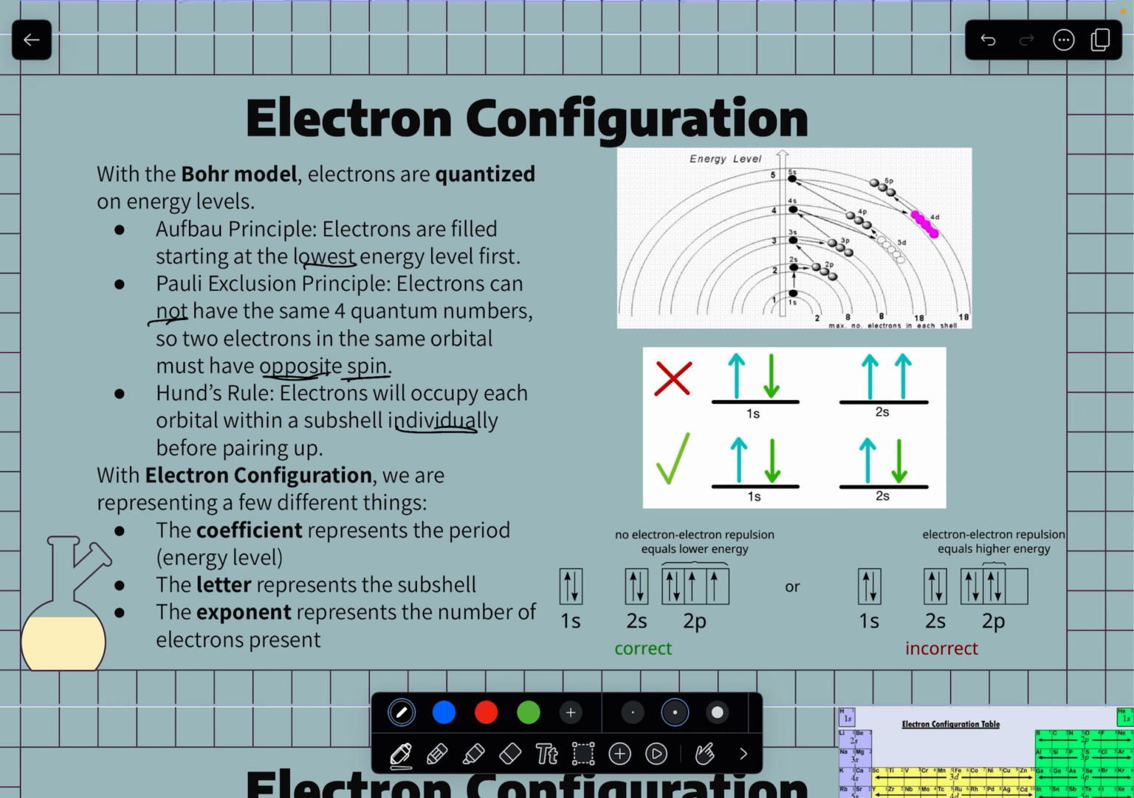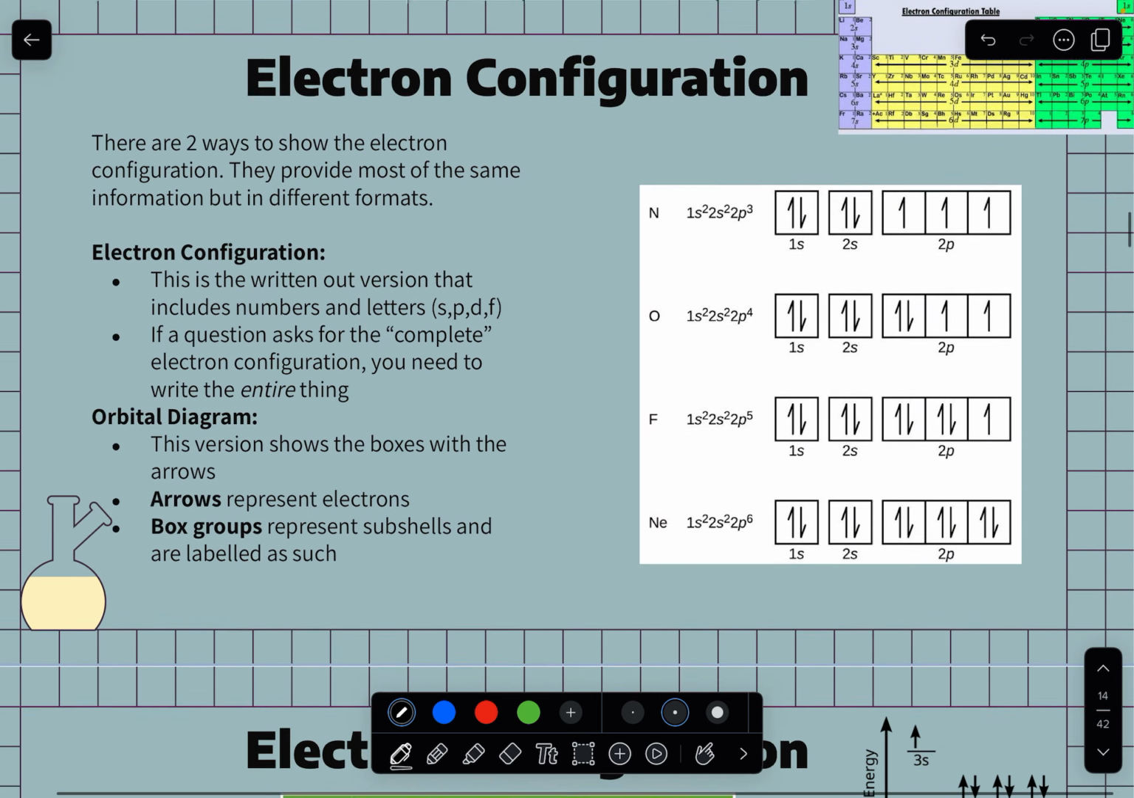So with electron configuration, we're looking at the coefficient being the period, the letter being the subshell, and the exponent being the number of electrons, right? When we talk about electron configuration, we're talking about things like 1s2, 2s2, 2p6, etc., that we've done before. This down here we'll talk about in a minute. This is called the orbital diagram. This is going to be a second new thing in this unit. But first, electron configuration.